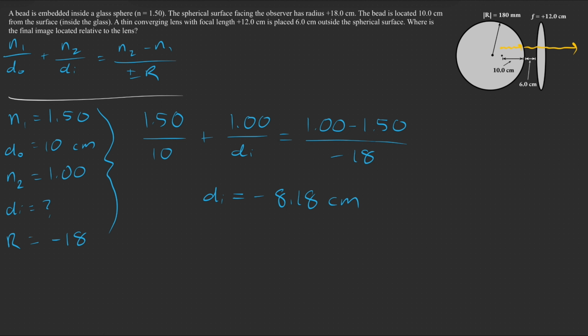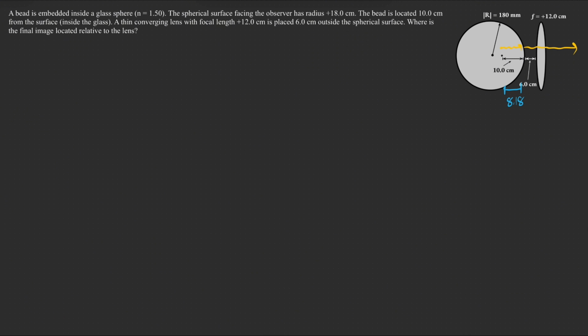So what does that mean? It means the image appeared 8.18 centimeters on the same side as the object. So if we would label that on our diagram, that means our dI caused by the refracting surface is 8.18 centimeters to the left of the refracting surface. Okay, so keeping that in mind, I'm going to erase this work. Remember, the negative just means it appears on the same side that it started. We started on the left side of the refracting surface, which means our negative value means we're 8.18 centimeters to the left of the refracting surface.